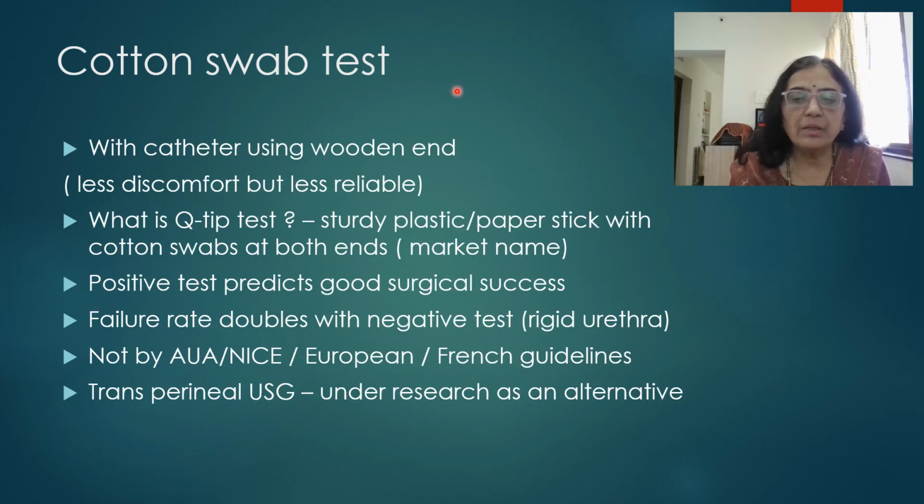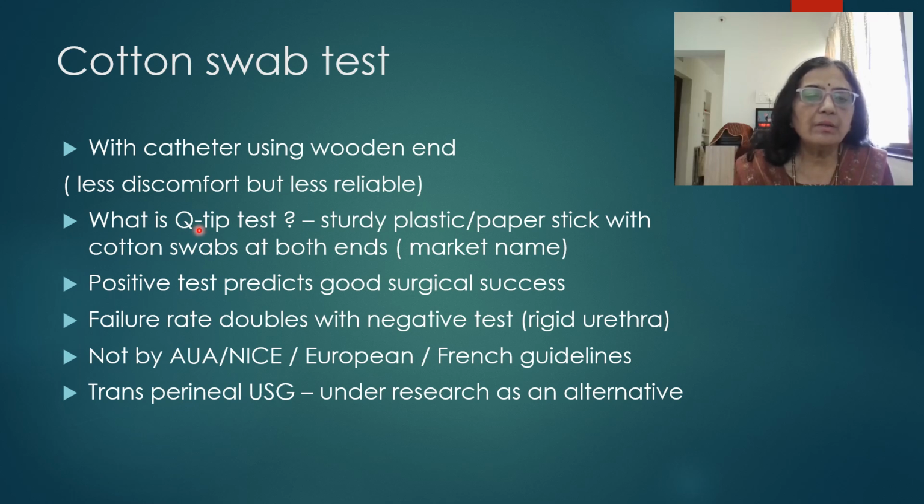Now, because it leads to so much discomfort, another way of doing it is to introduce a catheter first, and by the side of the catheter you introduce the wooden end of this cotton swab, which usually leads to less discomfort, but it will be less reliable as compared to the direct introduction of the cotton swab without catheterization.